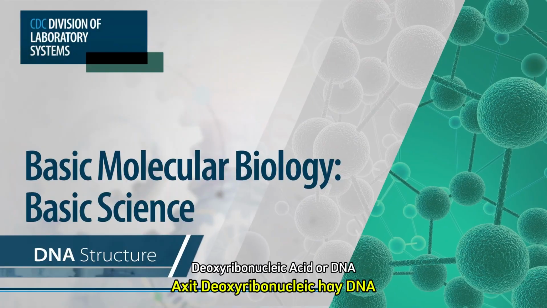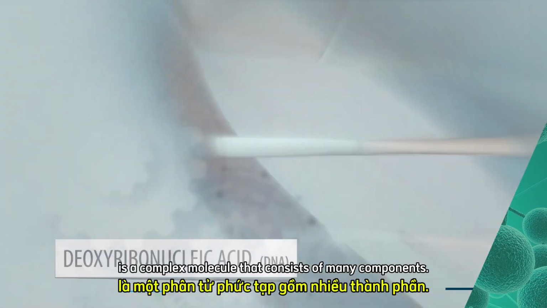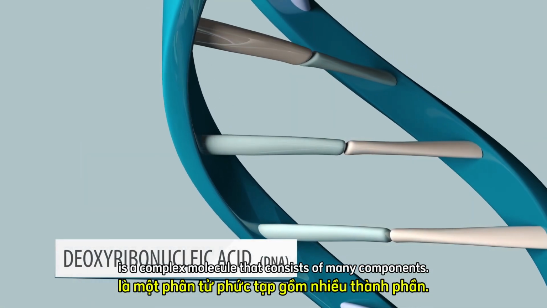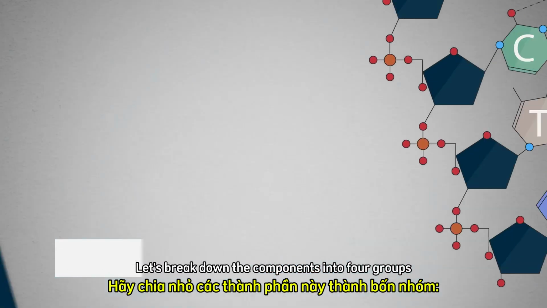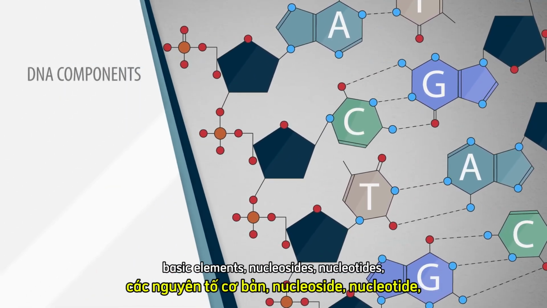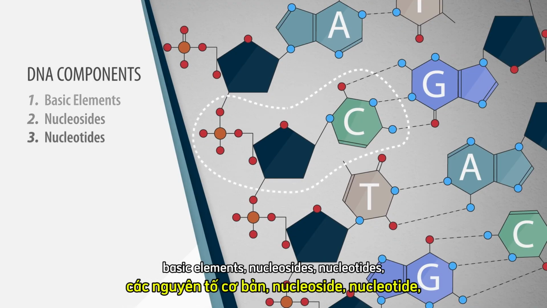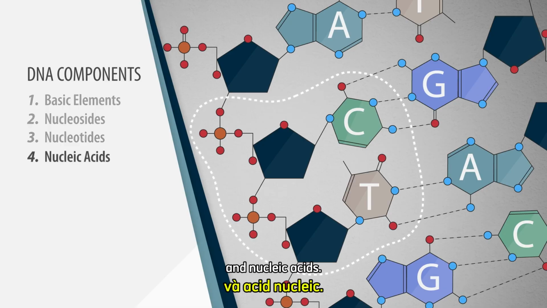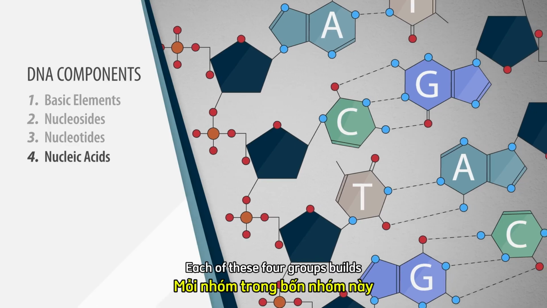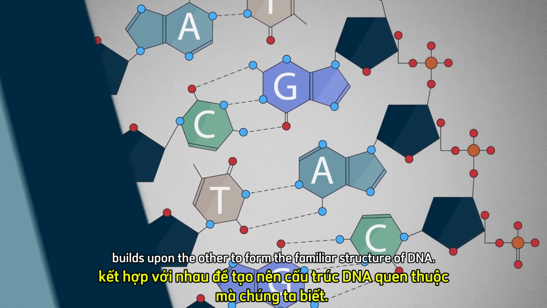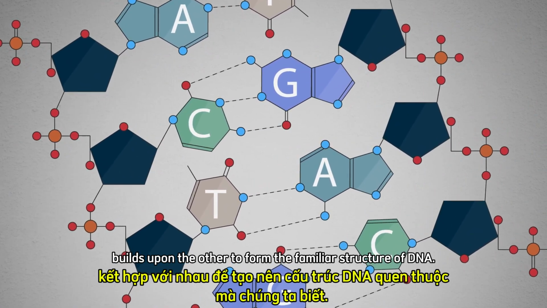Deoxyribonucleic acid, or DNA, is a complex molecule that consists of many components. Let's break down the components into 4 groups: basic elements, nucleosides, nucleotides, and nucleic acids. Each of these 4 groups builds upon the other to form the familiar structure of DNA.